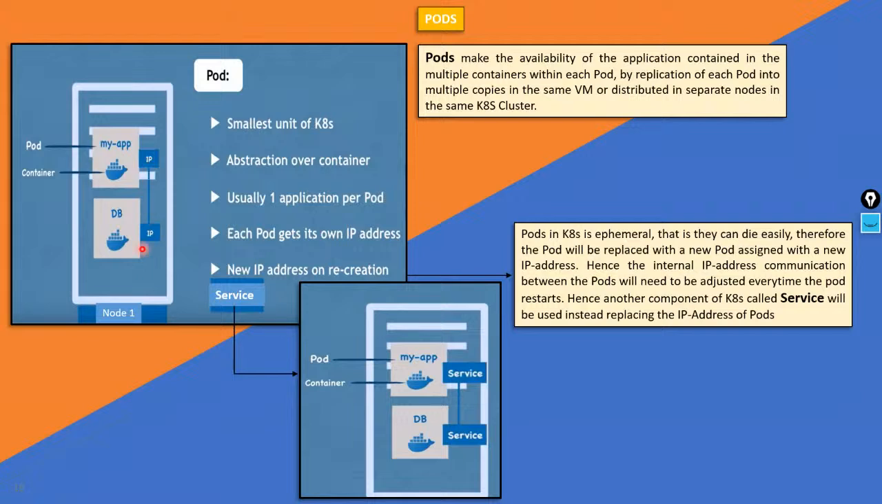So what is a pod? A pod is the smallest unit of a Kubernetes cluster. A pod is an abstraction over a container. An abstraction is something you cannot physically conceive or perceive, but it is a logical abstraction over the container. Usually, I will have one application per pod. It is the thumb rule. You should not have more than one application inside one pod. It is not preferred. Each pod gets its own IP address.